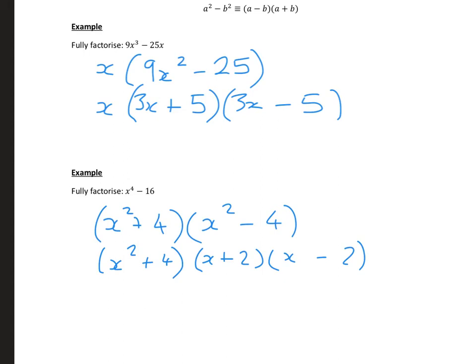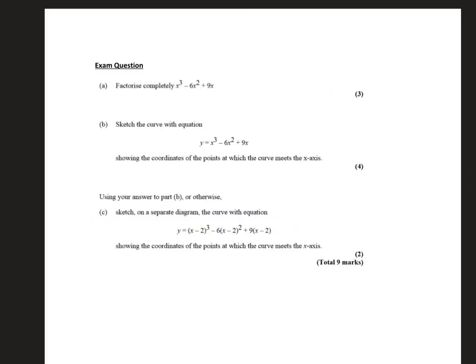x squared plus 4 can't be factorized, and we're going to see later on in the booklet, so after half term, how to find out how many factors, how many roots a quadratic has. So this exam question, feel free to have a go at it, but I'm going to leave it for now, and we'll do it in the first tap on the week back. So that first Monday's tap, we'll go through this.